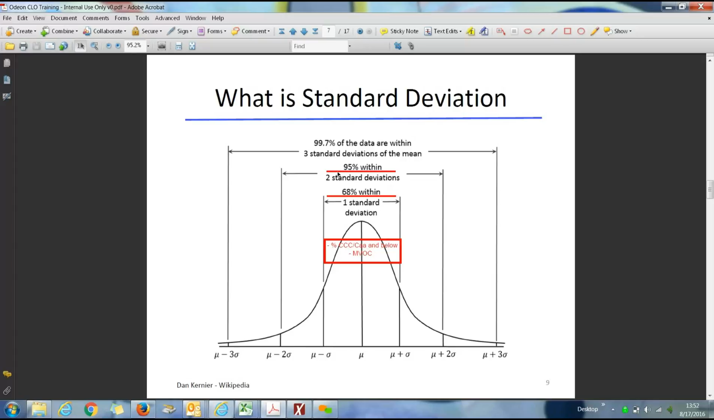Now, two standard deviations is 95%. I've never seen two standard deviations. You rarely see anything that is, in a good way, out by more than one standard deviation, okay?